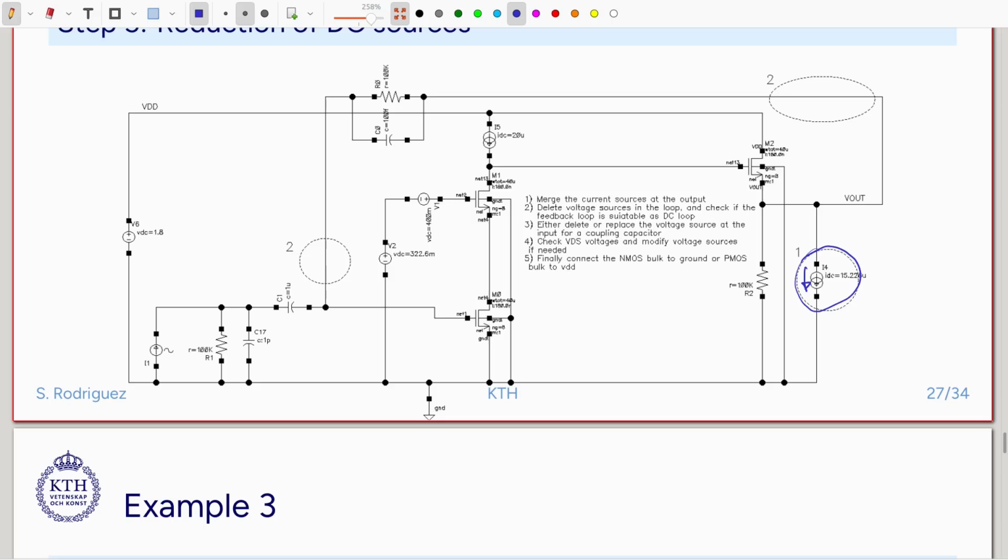if our loop can hold this DC biasing, if it is feasible for us. Okay, and we just deleted a bunch of voltage sources that were there in the middle. Now at the input, we did just the same that we did before. We replace the voltage source at the input with a capacitor. So that will be number 3.